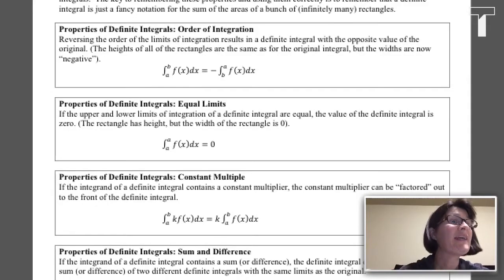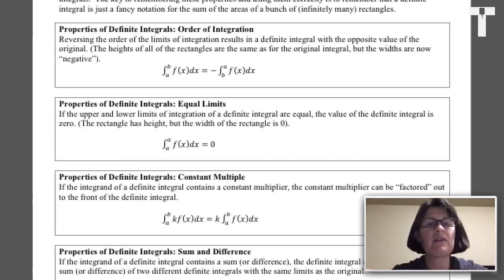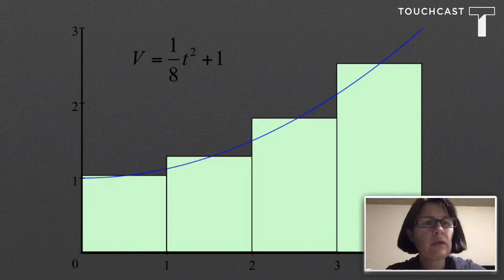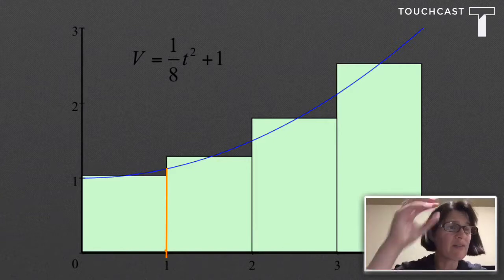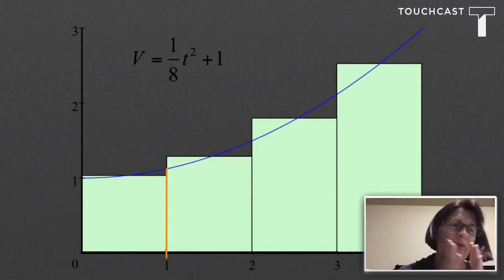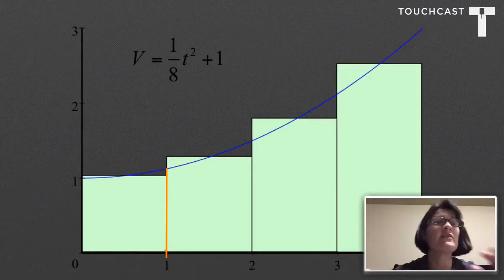Okay, next rule. If my definite integral has a lower limit and upper limit that are the same, then the value of that integral must be 0. Again, here's the picture. If, for example, I am integrating from 1 to 1, my rectangle has a height, whatever the function value is, but my rectangle has a width of 0. So that's how I end up with a total area under the curve of 0.